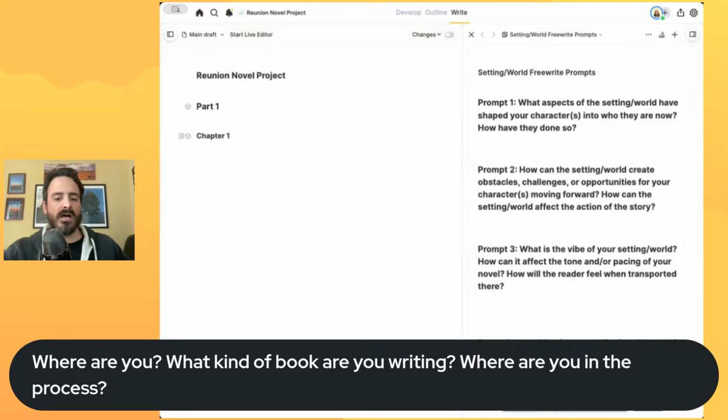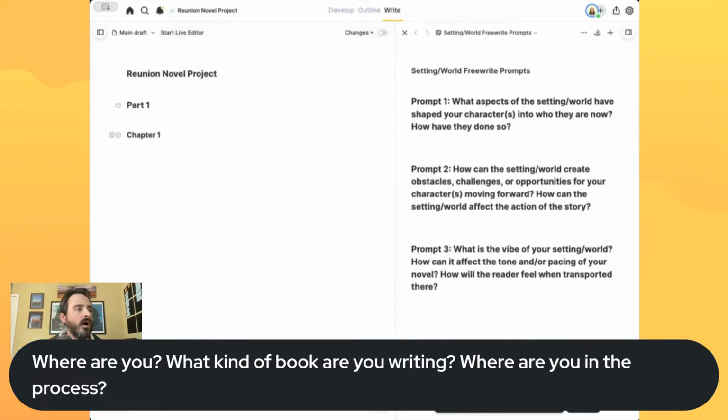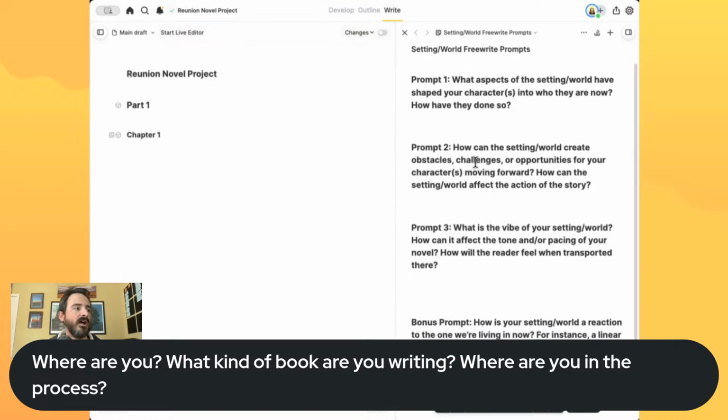So the first prompt is, what aspects of the setting/world have shaped your characters into who they are now, and how have they done so? We'll work on that during the first writing sprint. In the second writing sprint, it'll be, how can the setting/world create obstacles, challenges, or opportunities for your characters moving forward? How can the setting/world affect the action of the story?